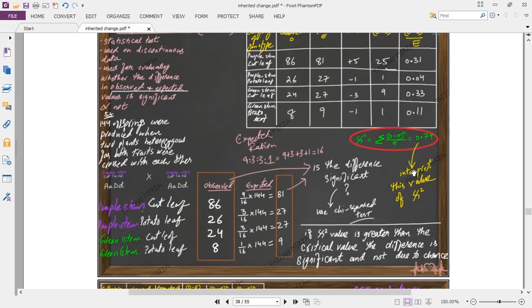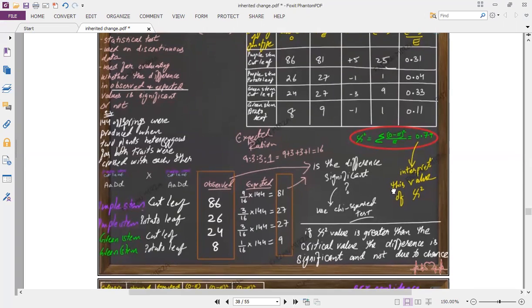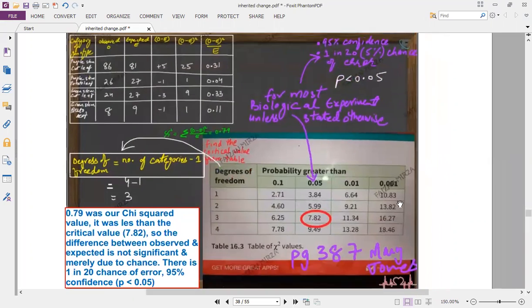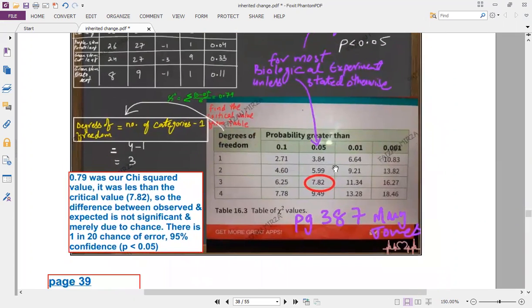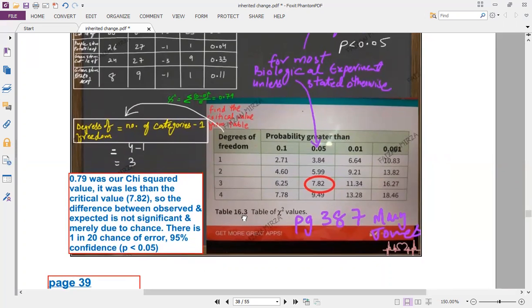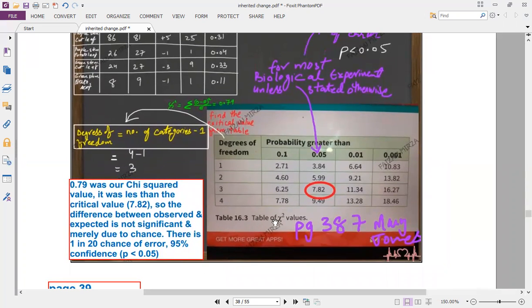To interpret this value, I'll compare it against a critical value. And for the critical value, we use a table for chi-squared. This is the table given in books regarding biostatistics. So this is the table of chi-squared values. The degrees of freedom are mentioned on the left. The probabilities greater than 0.1, 0.05, 0.01, and 0.001 are mentioned at the top.